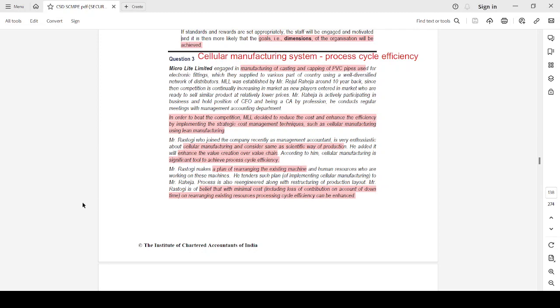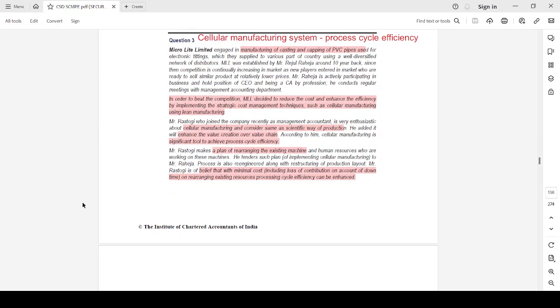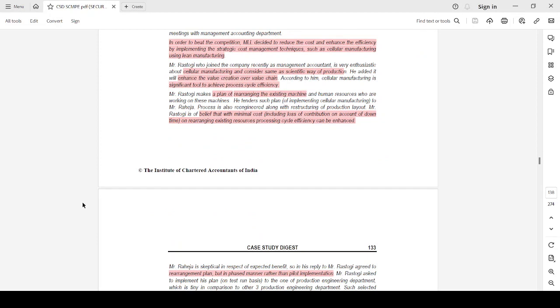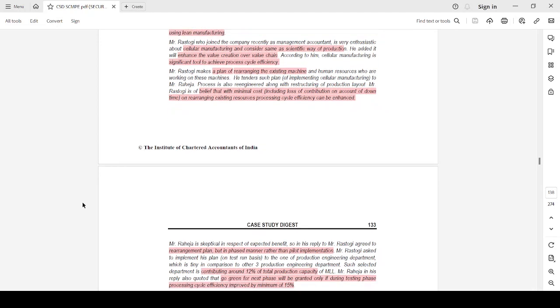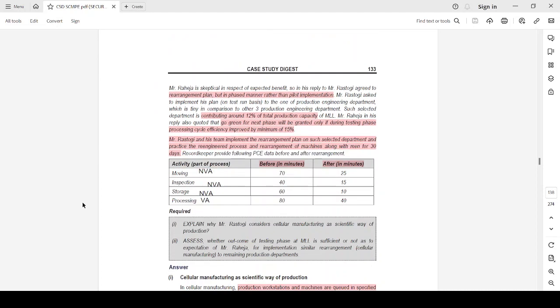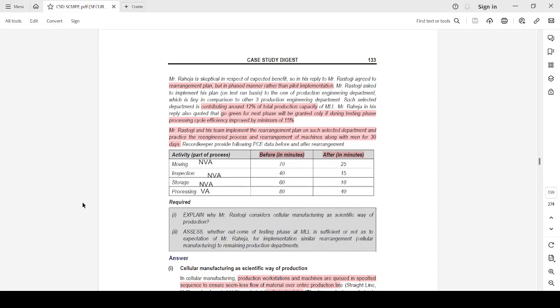Now he says that we have a plan of rearranging the existing machines. That is what we do in cellular manufacturing system, right? We rearrange the system in a straight line or in a U-shaped model just to reduce the time and the motion that takes place in between the process. So he believes that with a minimal cost we could do that rearranging, and that's where the process can be made efficient.